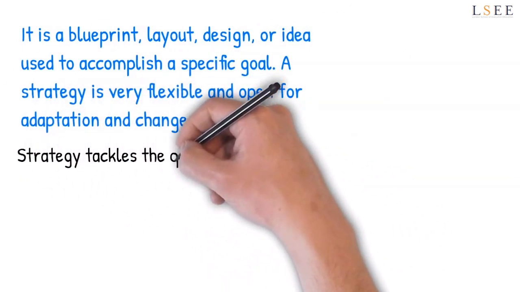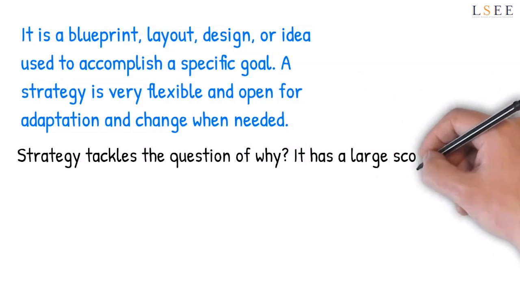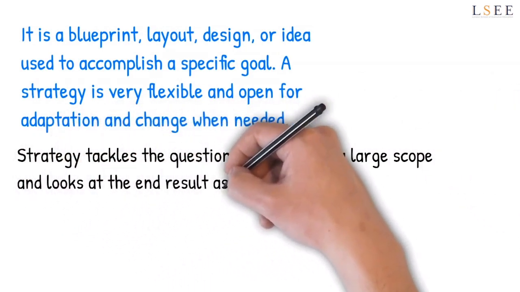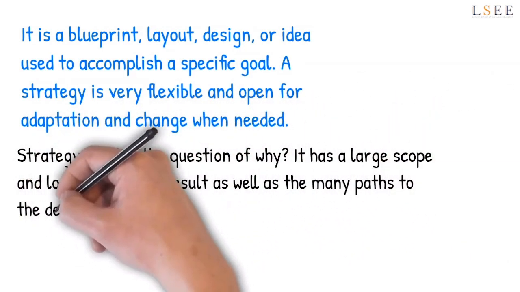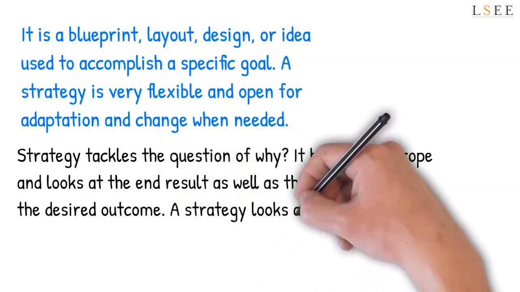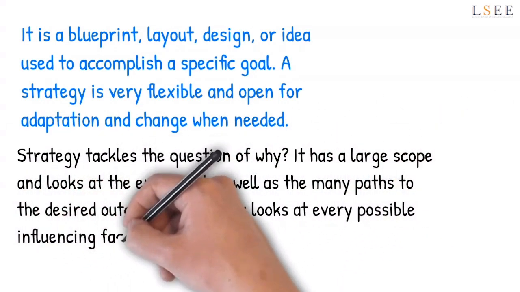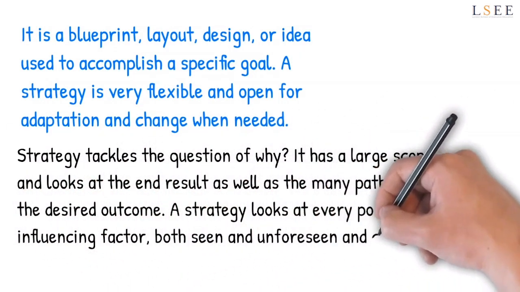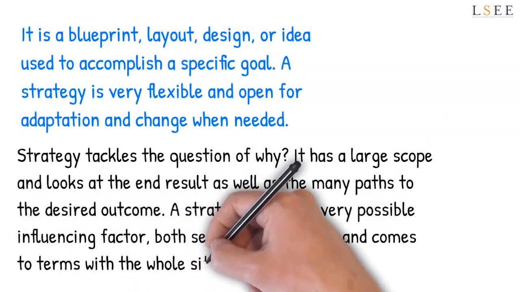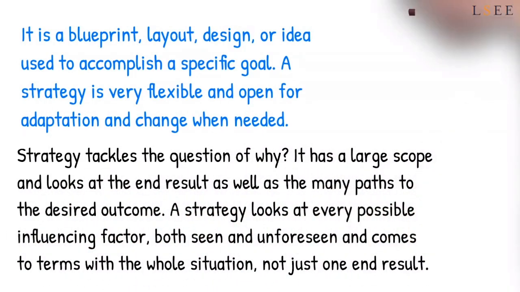Strategy tackles the question of why. It has a large scope and looks at the end result as well as the many paths to the desired outcome. A strategy looks at every possible influencing factor, both seen and unforeseen, and comes to terms with the whole situation, not just one end result.